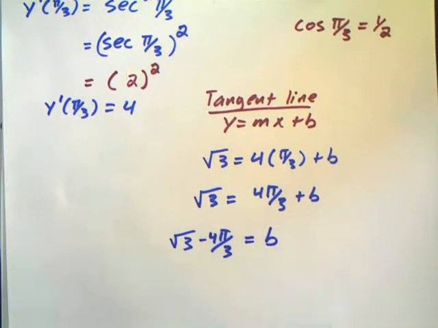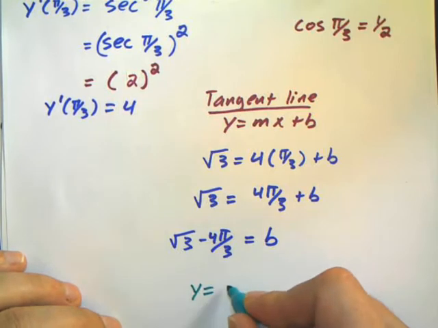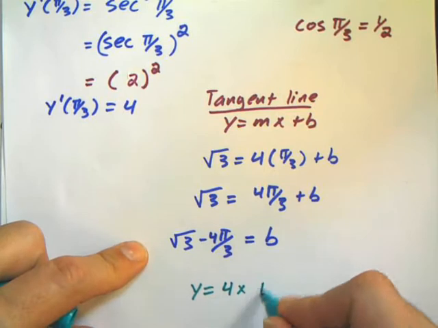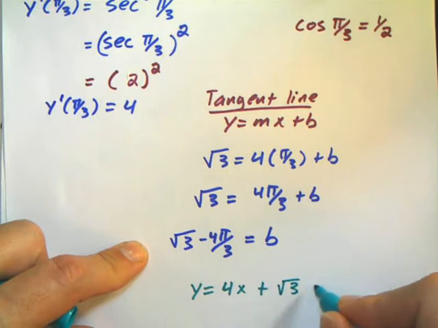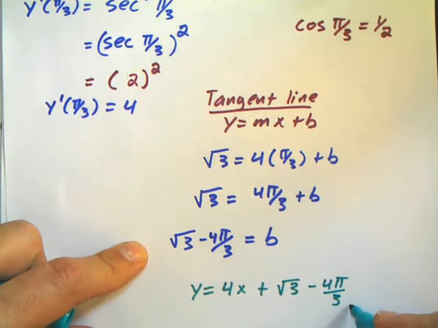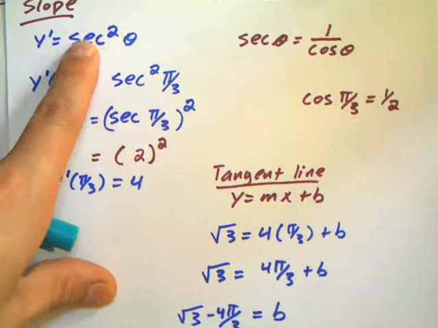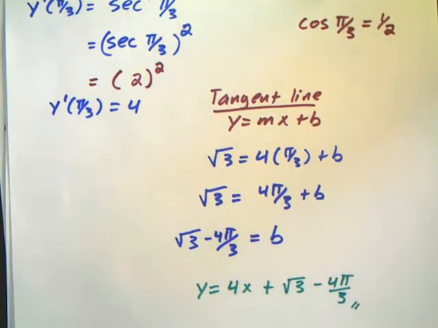And I don't really care to simplify this very much, so I'm just going to put my tangent line equation as y equal to the slope, which is 4 from the derivative value, x plus, and I'm going to put this all as my y-intercept, square root of 3 minus 4 pi over 3. And this weird looking thing is my tangent line equation at the point pi over 3 to the function tangent. And that is it for this video.